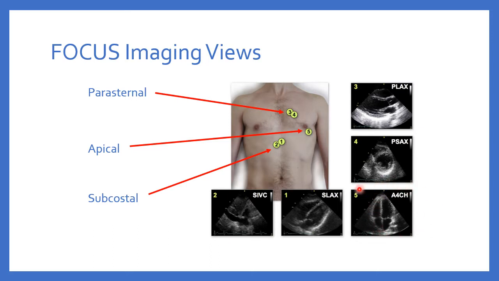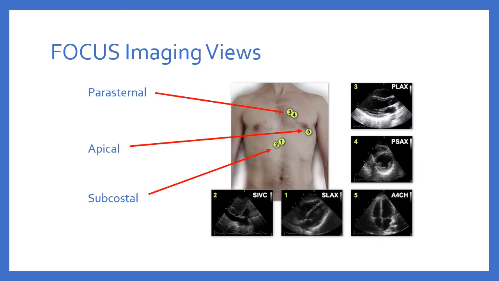The last location is called the subcostal window. This window is just below the xiphoid process, and from here we point the probe up towards the heart. And this allows us to look at the heart in a long axis view, but if we change the direction of the probe, we can also look at the IVC to determine how collapsible it is. So as we go through these images, we're going to talk about what window we're looking through and what type of image we have.